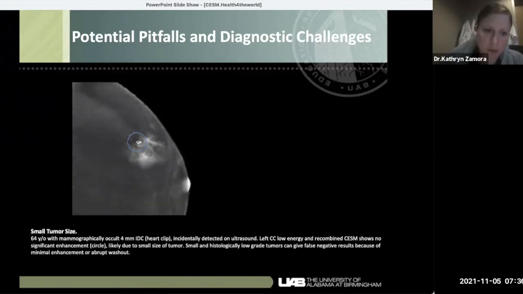And on her recombined images, you can see here the artifact from the clip, but there is absolutely no enhancement in that area. So it's important to know that small tumors and some histologic low-grade tumors and DCIS can sometimes give a false negative result, either due to minimal enhancement or abrupt washout.